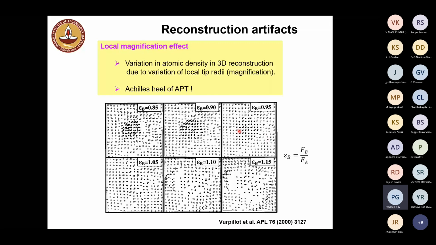Now, when the scenario gets reversed, where the evaporation field of the element B is now higher than that of the element A, then you can see there is an artificial magnification coming in, with the vacancy that you can see in between. That means there is a distortion in the localized region, which prevents us from looking into the actual morphology of the precipitate present inside. This is one of those typical or critical artifacts that you get in atom probe tomography.